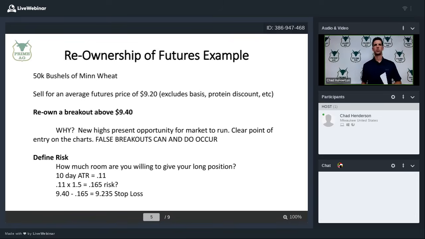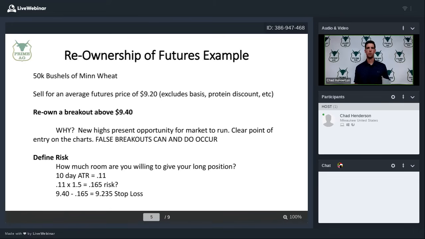One way to do it here is using ATR. That's the average true range. Right here, we're using a 10-day. So basically what the futures price is likely to move in a day over the last 10 days. So right now for spring wheat, it's 11 cents.